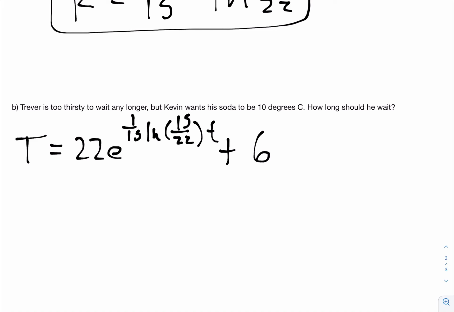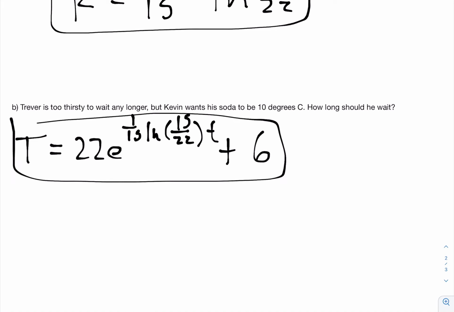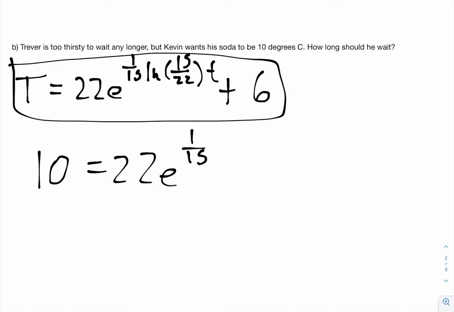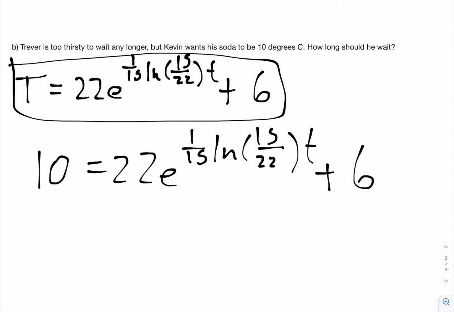Okay, so this is our general equation. And we know that Kevin wants it to be 10 degrees Celsius, so that's our T. So 10 equals 22 e to the (1/15) ln(15/22) t plus 6. And now we're going to try and solve for t, so we can subtract 6 on both sides. And this is kind of where it comes full circle.